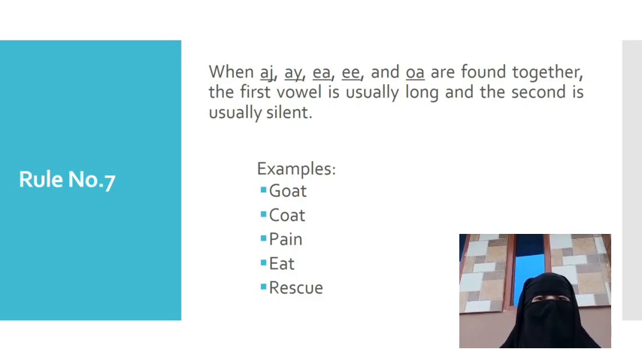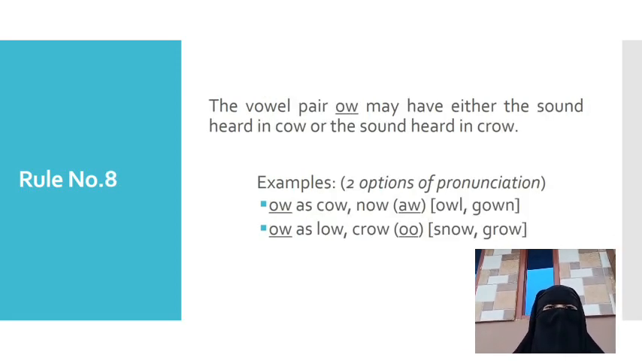So, we are getting closer to the end of this discussion, so keep on watching. The next rule is rule number 8. In this rule, we have two options. The first option is the vowel pair OW as heard in the word cow, pronounced as ow. The second option is the sound heard in crow, pronounced as O.